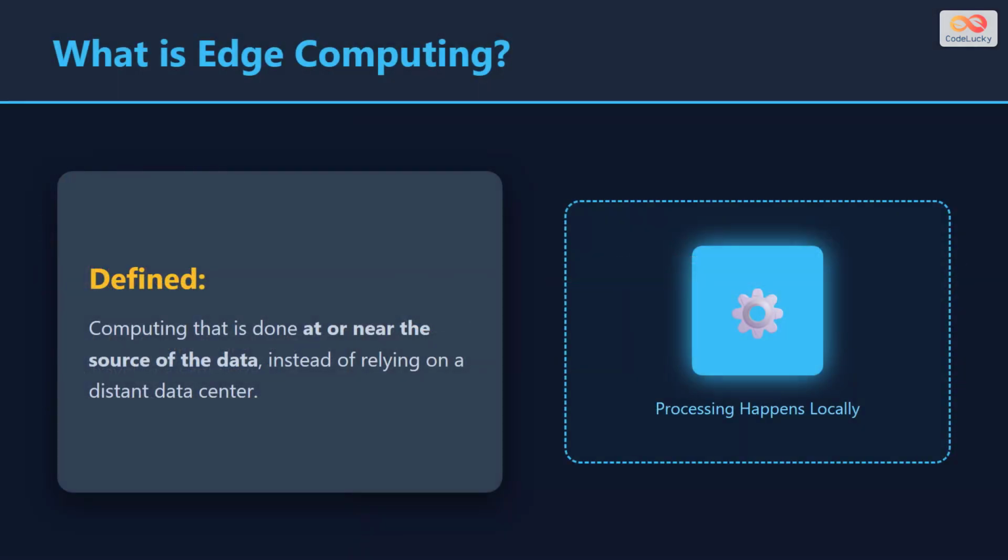Enter edge computing. As the name suggests, this method moves the computer processing to the edge of the network, closer to where the data is actually created. Instead of sending everything to a distant data center, we analyze the data right there, on the device or a nearby server.